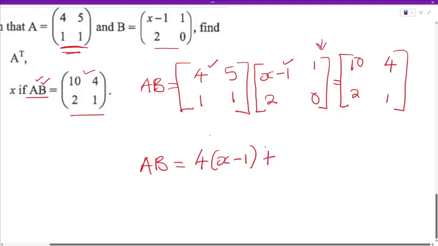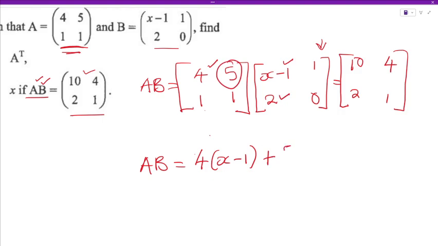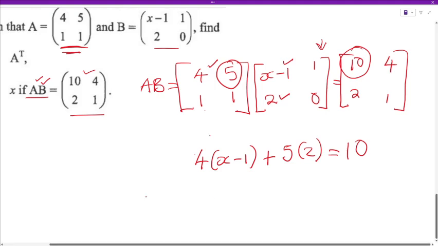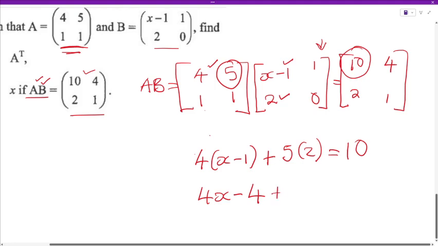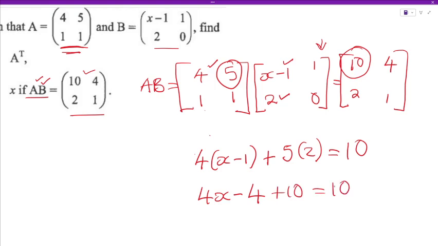We are now going to say plus, because there's another entry there, 5 times the 2 there, 5 by 2. What is it going to give us? It's going to give us this top number here, so we put a 10 this side, and then we solve for x. We can actually remove this because we're not finding AB. 4 times x is 4x. 4 times negative 1, negative 4. We come to this one, positive 5 times positive 2 is positive 10, which is equal to positive 10.